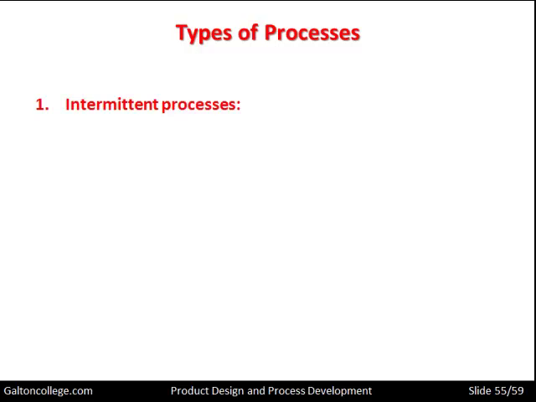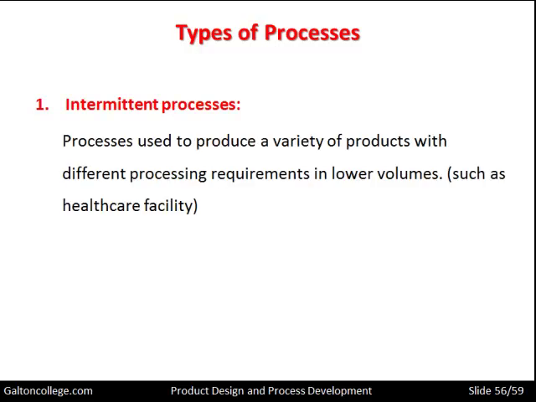Now, types of processes. Well, we have intermittent processes, processes used to produce a variety of products with different processing requirements in lower volume. So it's intermittent. There are different requirements from the product. It's produced in low volume. The example here is healthcare facility. It's intermittent. If you like, it starts and it stops, and it's not a continuous process. There are gaps perhaps, and it's not in high volume. So doctors are not seeing lots and lots of patients. They're seeing a certain number of patients, and they're trying to deal with the issues of those patients in the timescale they've been allotted. But it's not high volume.